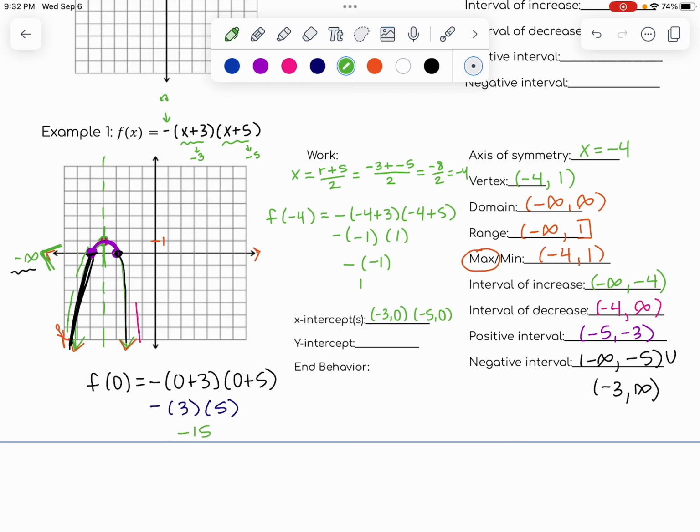And the very last thing I need to do is end behavior. As x approaches infinity, remember that's the right side of the graph. And then as x approaches negative infinity, that's the left side. We need to figure out what f of x is doing on both ends of our graph. On the right side of the graph, our end is pointing down, so that's down towards negative infinity. On the left side of our graph, as we go towards negative infinity for the x's, y is also going down towards negative infinity. And so there is the end behavior.